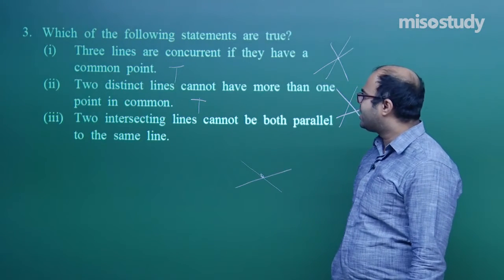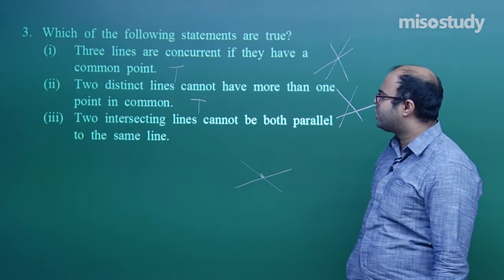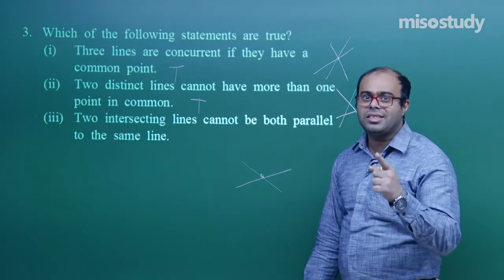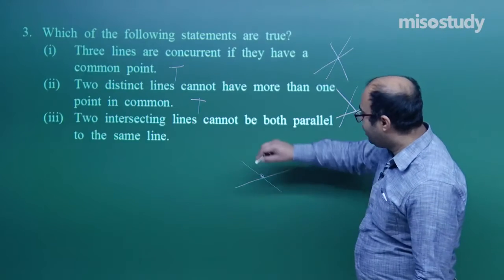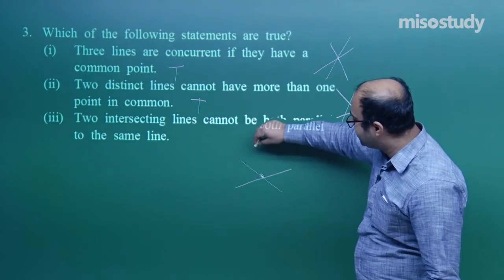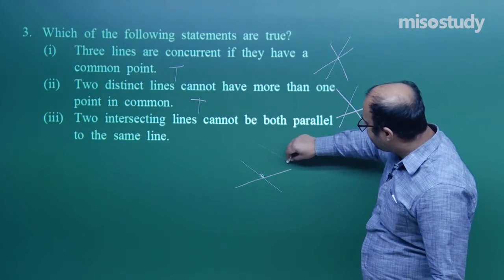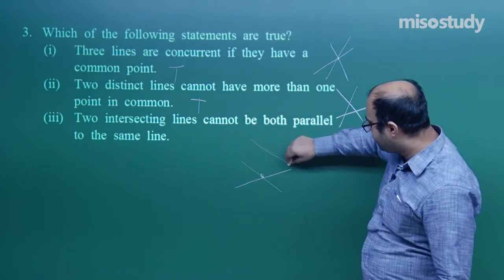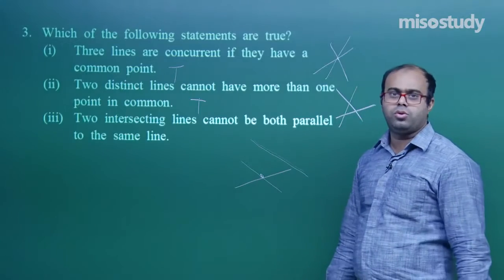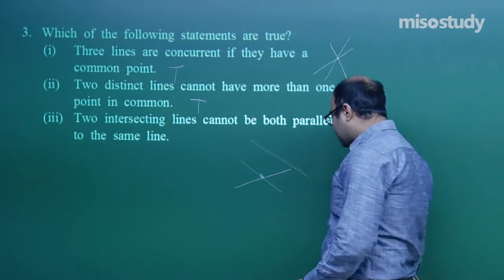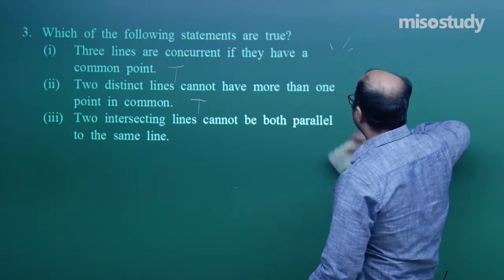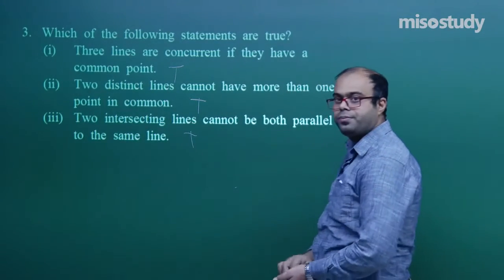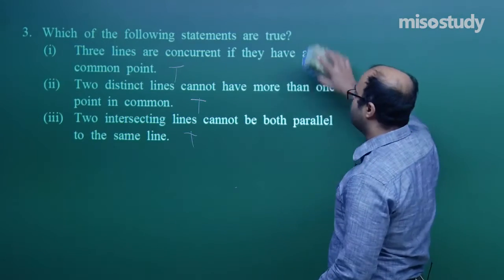Third, two intersecting lines cannot be both parallel to the same line. This is also correct. We studied this as the last postulate, that if we are taking two intersecting lines, they cannot be parallel to the same line. If this is parallel to this line, it will never be parallel to this. So, two intersecting lines can never be parallel to the same line. So, this particular statement is also true here. So, all of these statements are true.